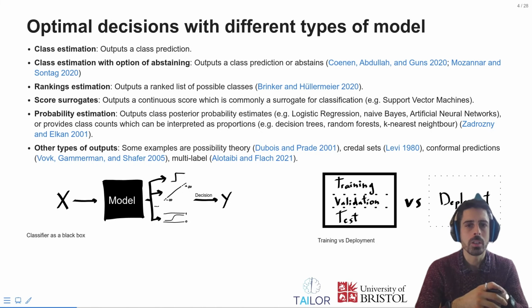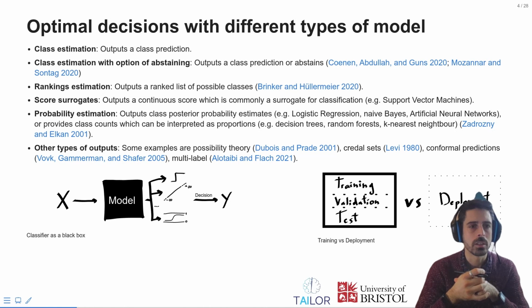I just wanted to mention that there are other models that output different types of values, and I will not cover all of them because I will focus on posterior probability estimates. But some examples are possibility theory, credal sets, conformal predictions, and multi-label models. Some of them can actually provide posterior probabilities, and in that case, the methods that we will discuss here can be used as well.